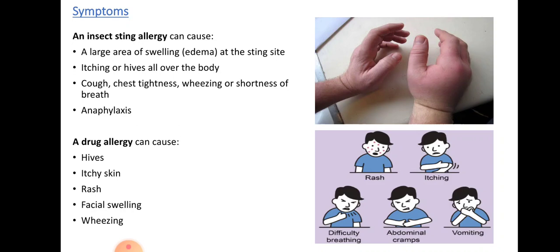Next symptom is a drug allergy. A drug allergy can cause hives. Hives is nothing but a type of skin rash, itchy skin, rashes, facial swelling and wheezing. So in the picture you have a clear observance of the symptoms of a drug allergy here.